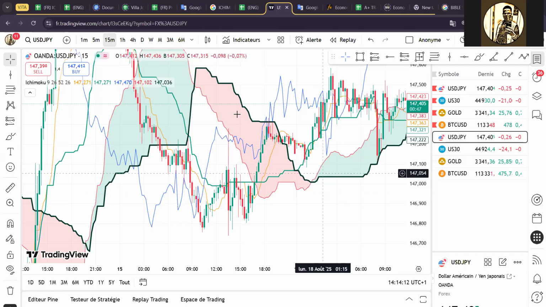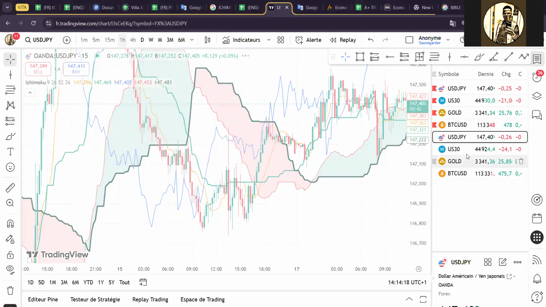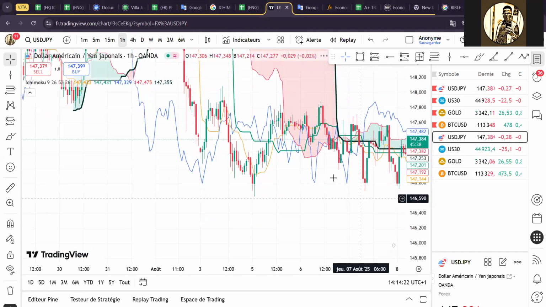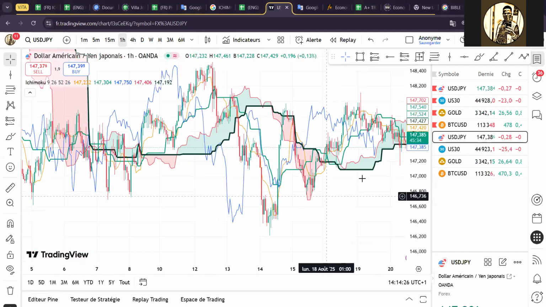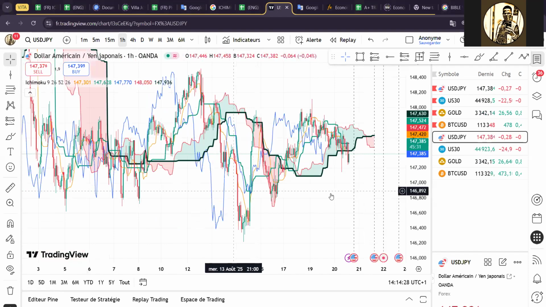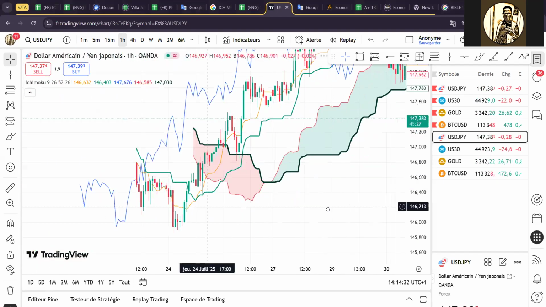The correction, let us continue with the correction. The correction is this phase. Let us do just a small summary right here of the phase that we just saw.